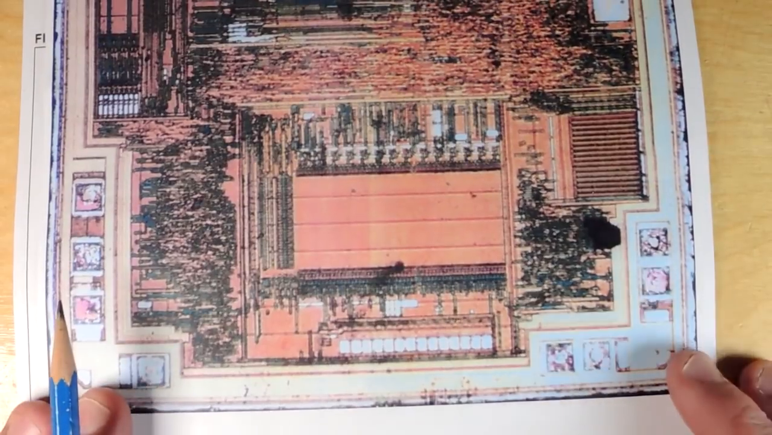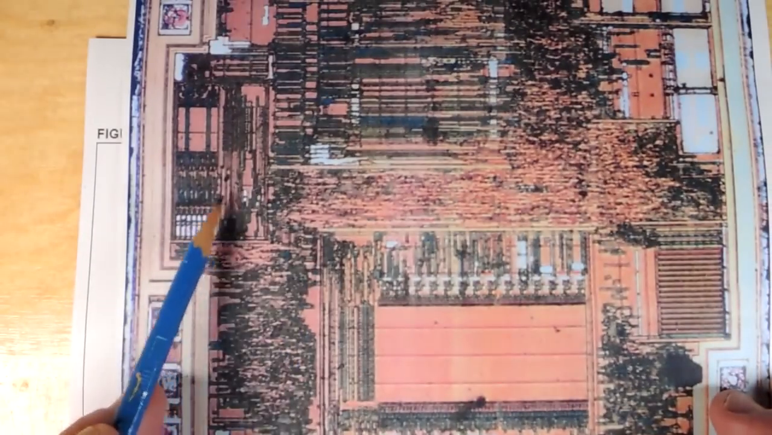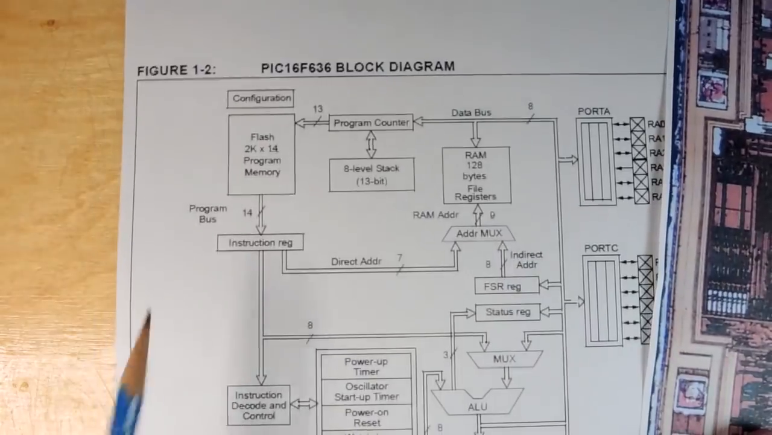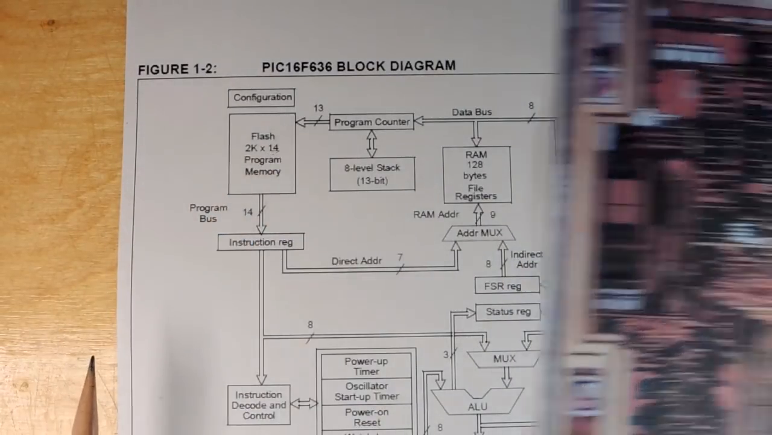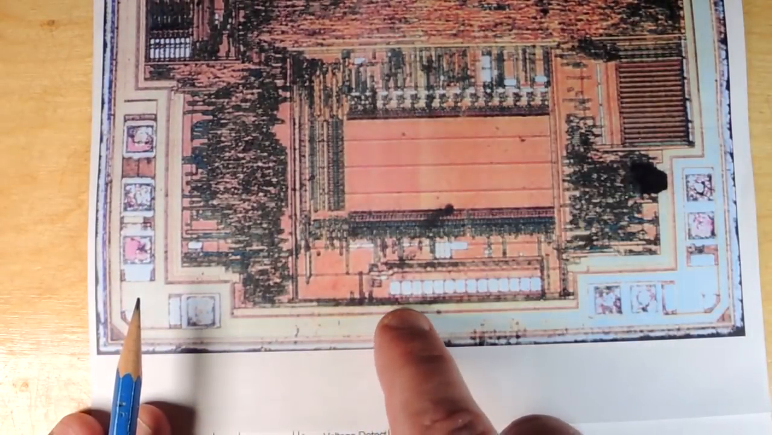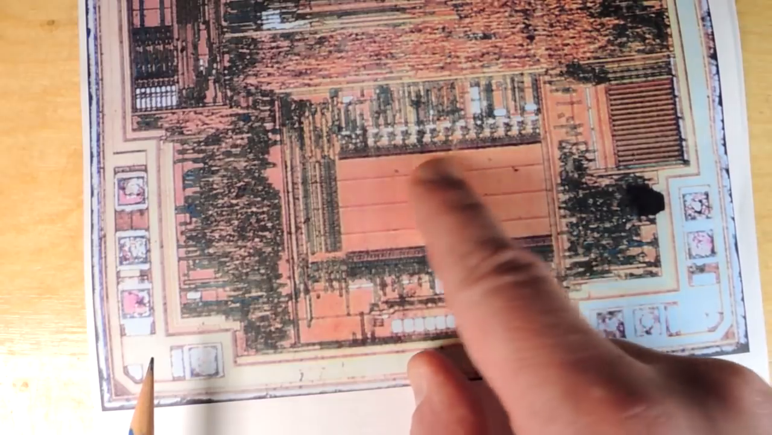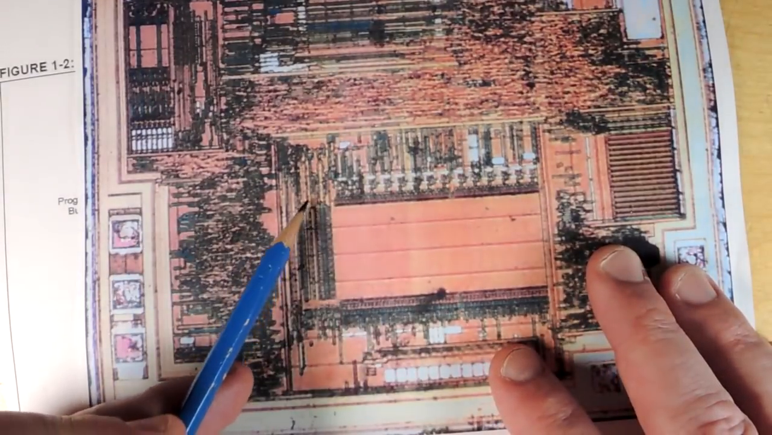The first thing to look for is very regular structures. These will have to be memories of some sort. And let's go to the block diagram to figure out which one's which. Now, the PIC Micro is quite interesting. It has a 14-bit instruction word, which is quite an unusual number. And you can see a pattern of 14 here and a 14 there, which strongly indicates this is the program ROM.